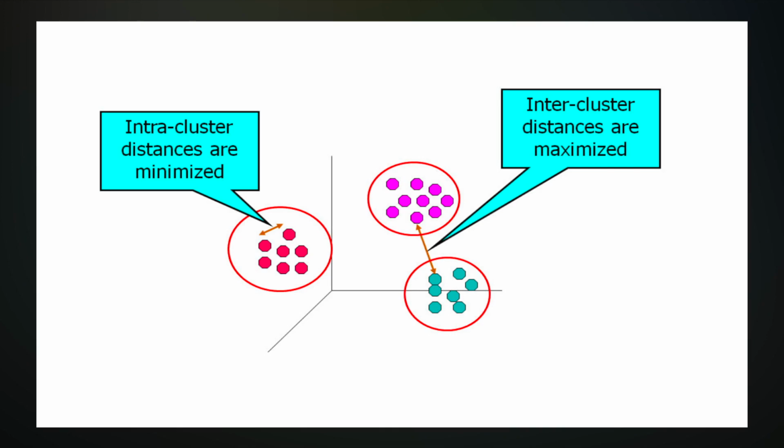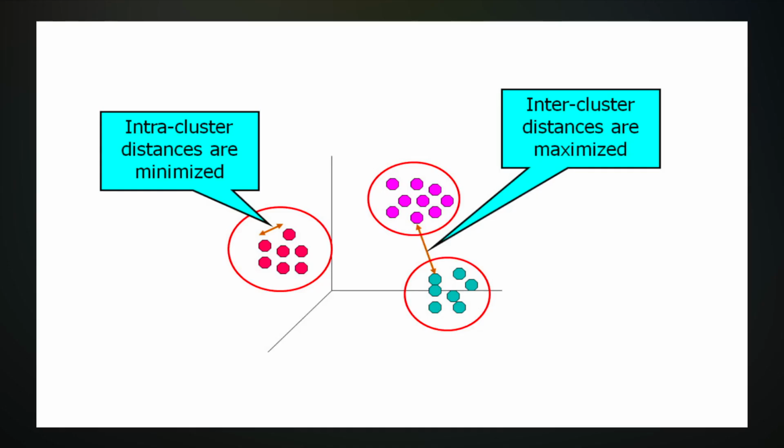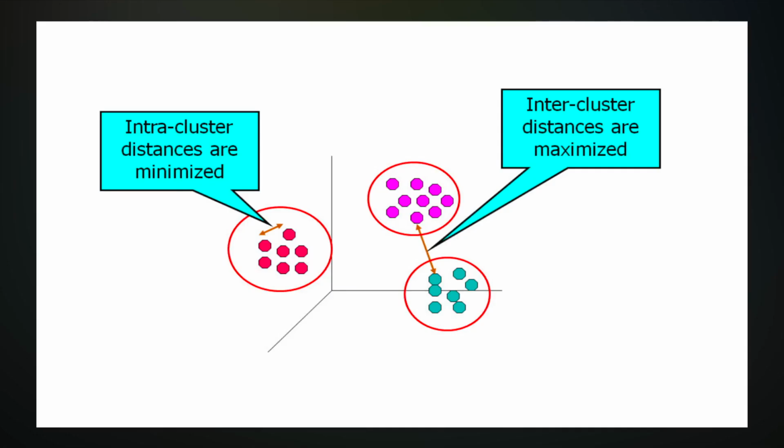One circle has pink color dots, the other one has red, the other one has blue. What we need to observe here is the distance between the dots in each cluster and the distance between the dots in different clusters. You can very well note that the distance between the dots in a single circle, that is one cluster, is less, and the distance between the dots in various clusters is more. Another observation is that the distance between the clusters is high, that is, the inter-cluster distance is large.